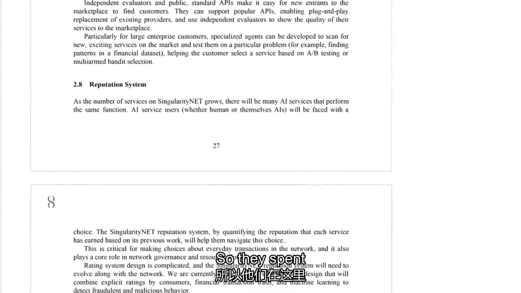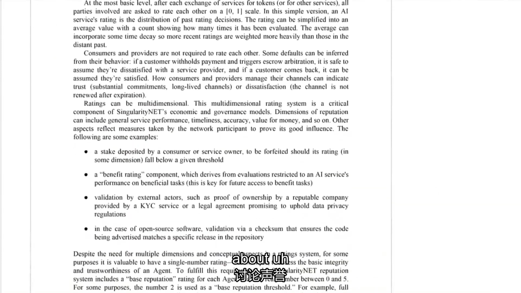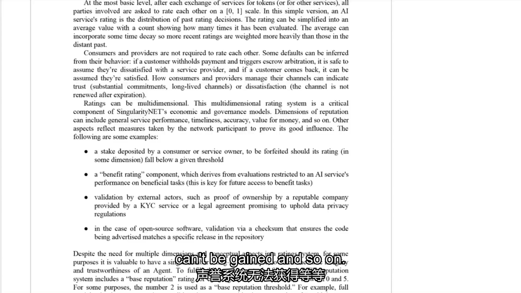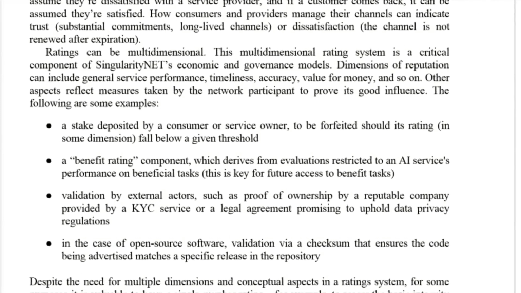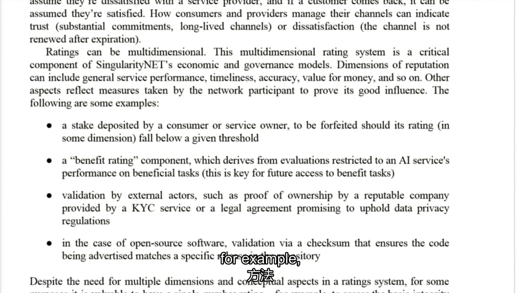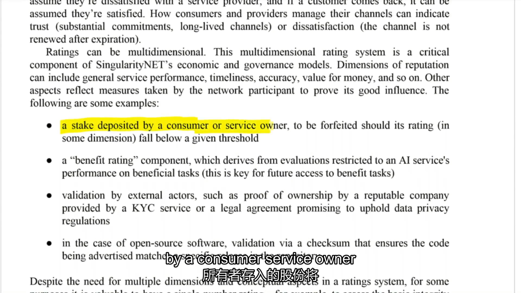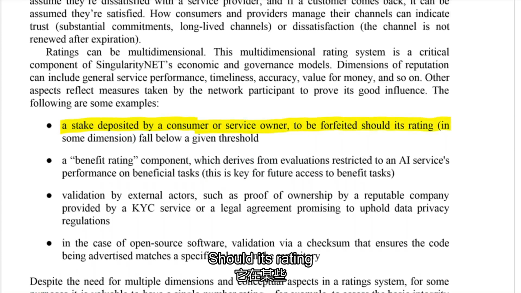They spent quite a bit here talking about reputation systems and how you could do them, and that is an open area of research. It's a really hard problem to make a good reputation system that can't be gamed and so on. There are various ways, for example, a stake deposited by a consumer or service owner to be forfeited should its rating in some dimension fall below a given threshold. So you can put some money and say, well, if my rating falls below a 3, then that money is gone.